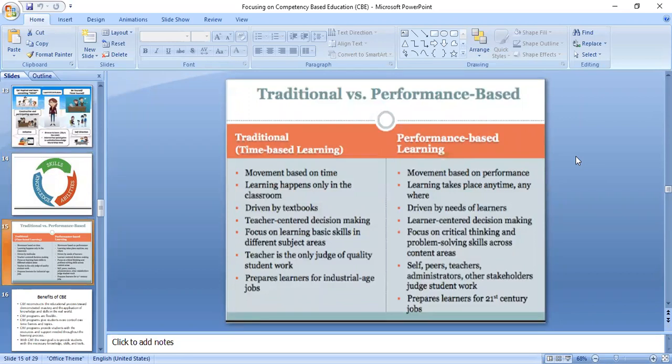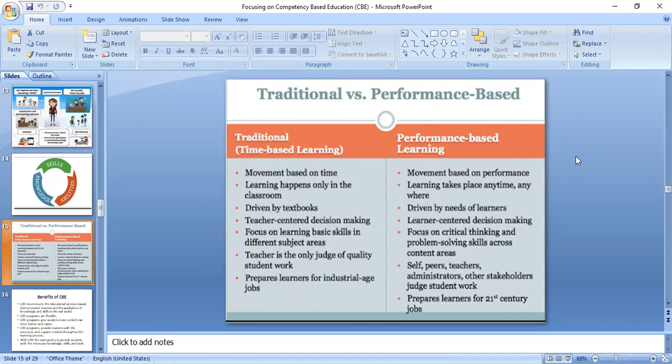In the traditional teaching learning process, we can see the movements are based on time, and in performance based learning, movements are based on performance only. Here learning happens only in the classroom. Here learning takes place anytime, anywhere. Traditional learning is driven by textbooks only, and all the teaching learning processes are bound by the syllabus of the textbooks. And here it is driven by the needs of learners. We focus on the needs of learners. This one is teacher centered decision making, and this one is learner centered decision making.